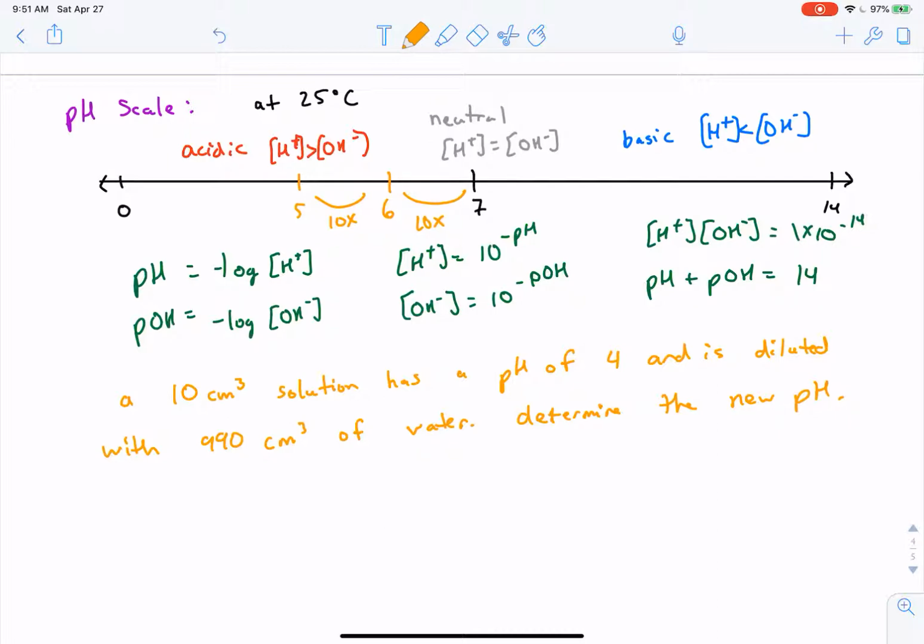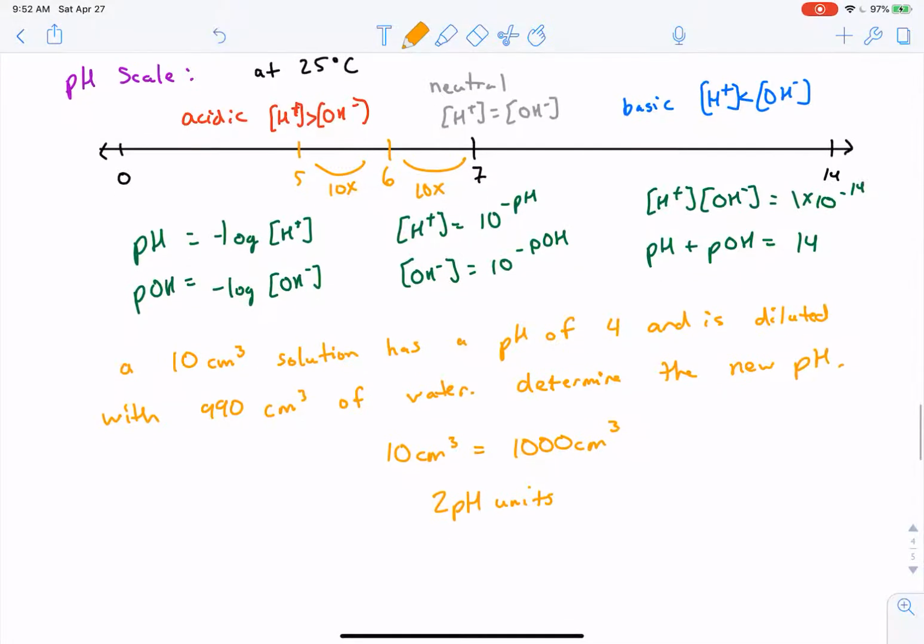What you have to understand is you're going from 10 to 1,000. So you've changed your concentration by a factor of what? 100. Therefore you've changed your pH units by 2, because 100 is 10 to the 2. So this is 2 pH units. Now, if you're adding water, which direction on the pH scale should it be moving? Toward the basic, toward 7. So your answer here is a pH of 6.